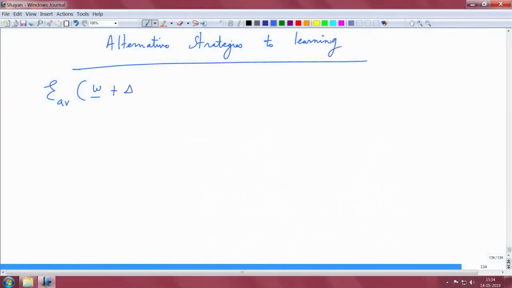Okay. So, let us start by expanding the performance function, which is our square error. Let us begin by expanding the performance function, which is E average of W plus delta W through a Taylor series. So, this can be written as follows.